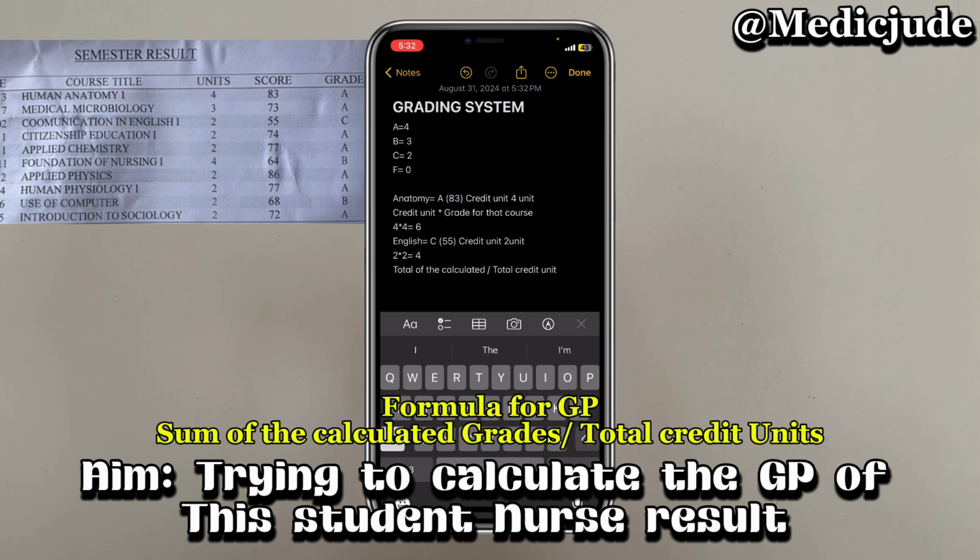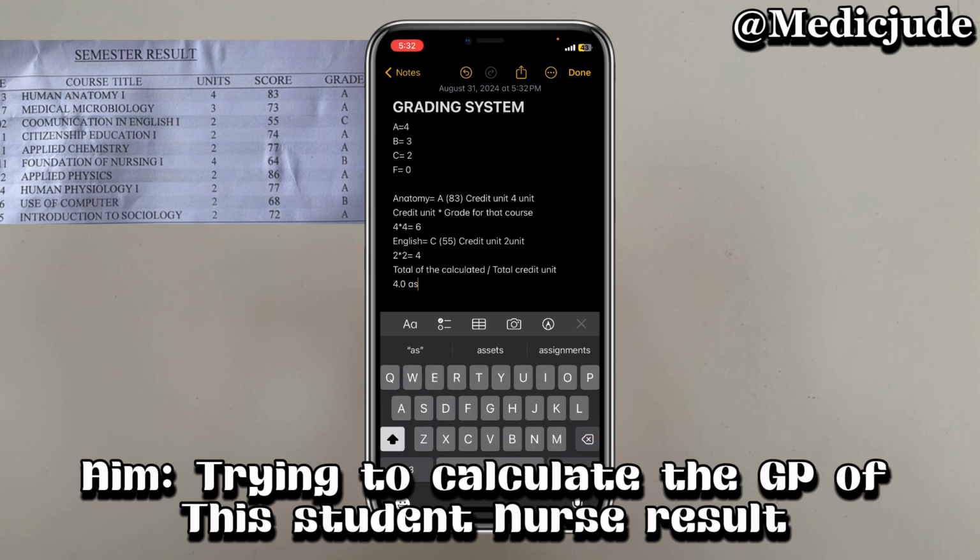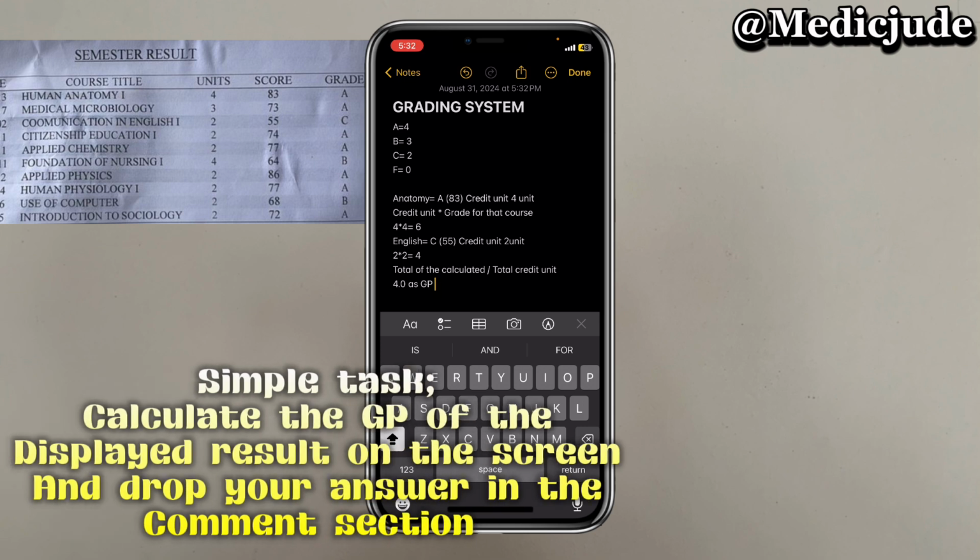So at the end of the day, if you got A in all your courses, you end up getting 4.0 as your GP. But if there is fluctuation, you were getting A, B, C, and all that, your grade point will have the tendency of dropping. But that's just how grade point is being calculated.